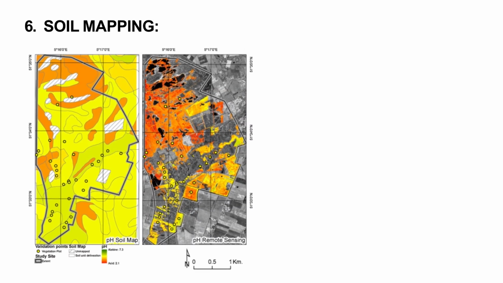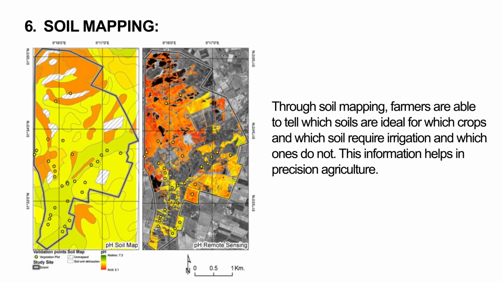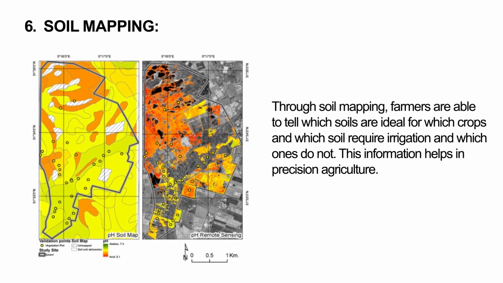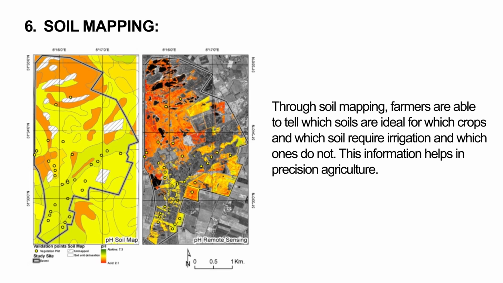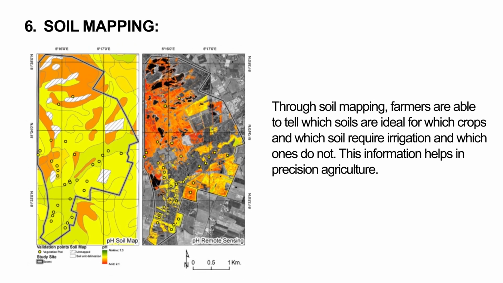Sixth, soil mapping. Soil mapping is one of the most common yet most important uses of remote sensing. Through soil mapping, farmers are able to tell which soils are ideal for which crops and which soils require irrigation and which ones do not. This information helps in precision agriculture.